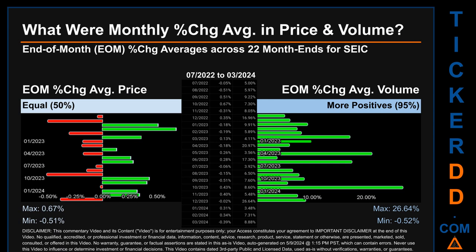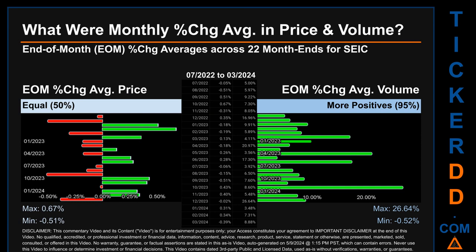What were end-of-month percentage change averages in price and volume for SEIC? The monthly average of percentage change in price and in volume were calculated for each of the 22 month ends. That calculation took daily percentage changes and averaged them for each given month. If a month end came out negative, then it means that the month summarily saw a negative change.